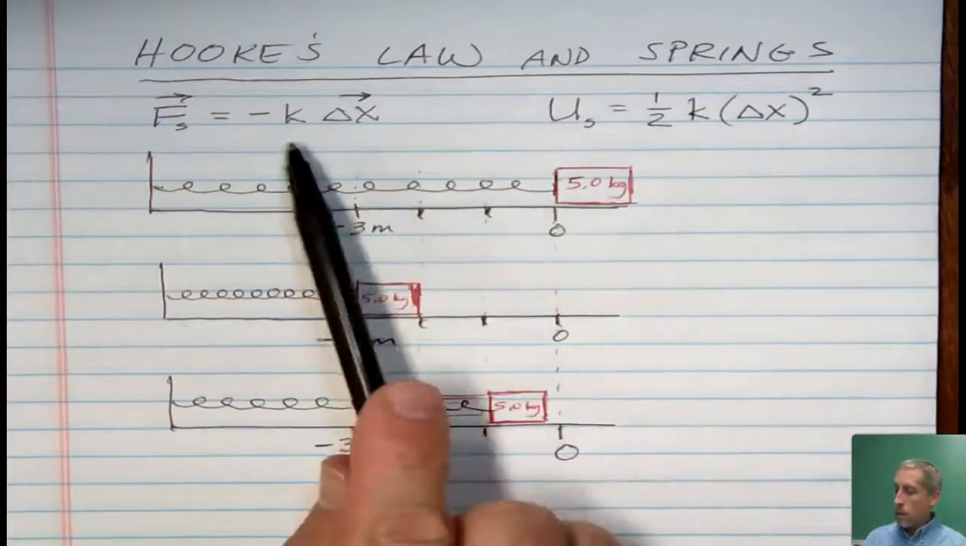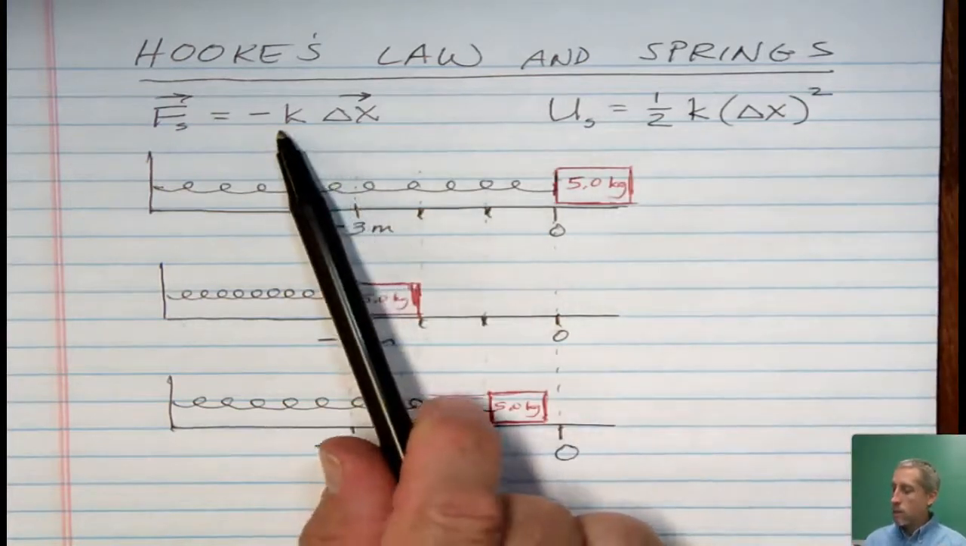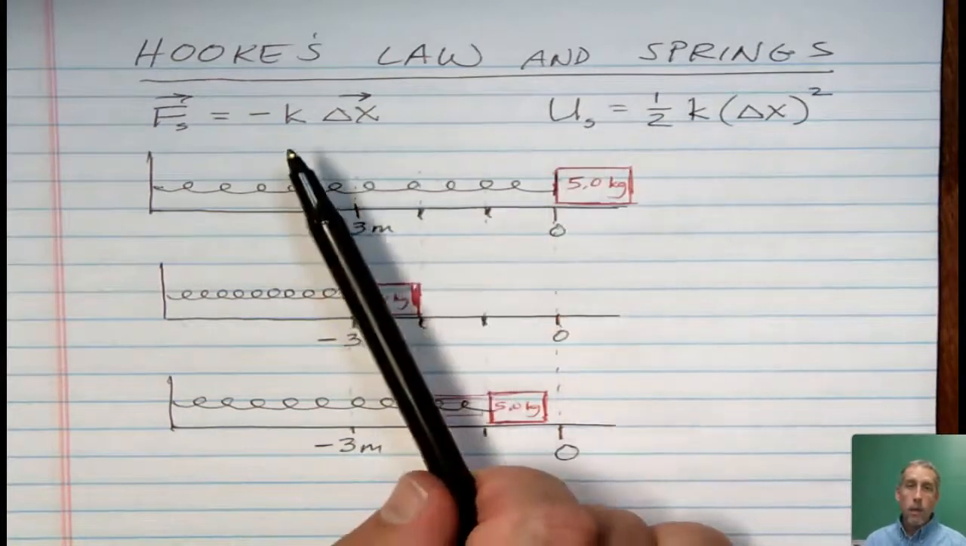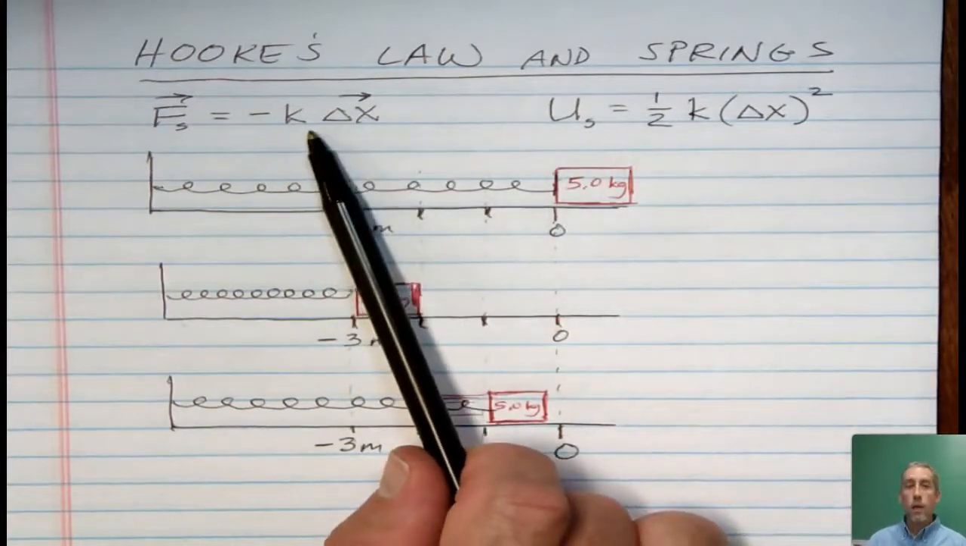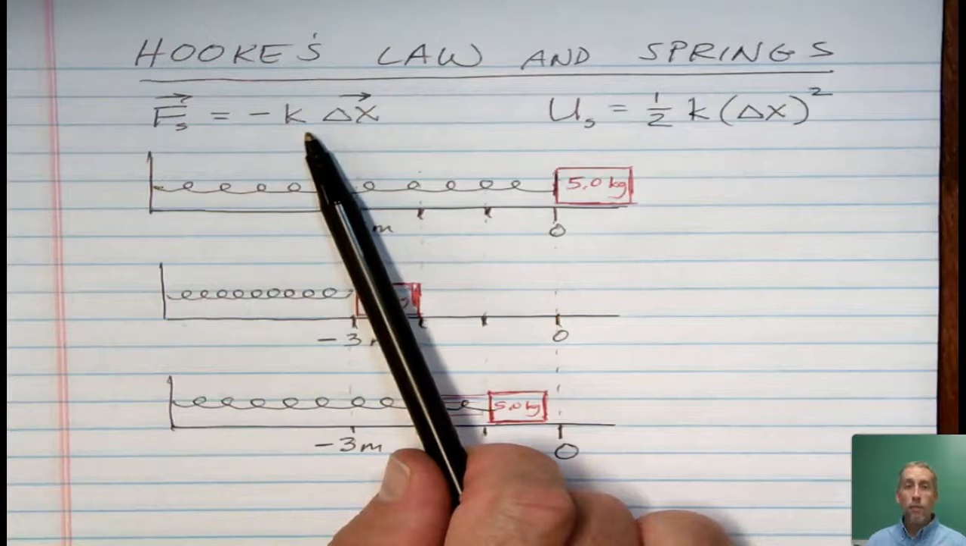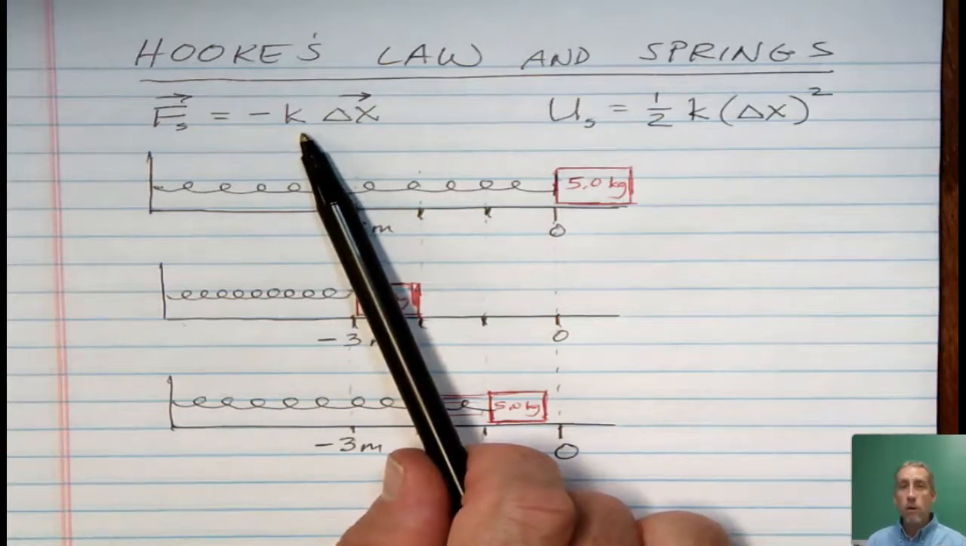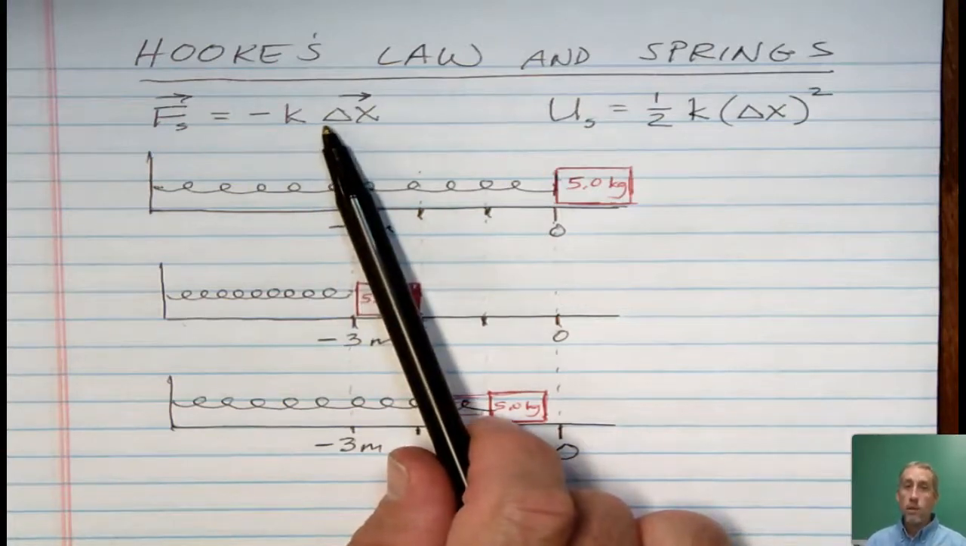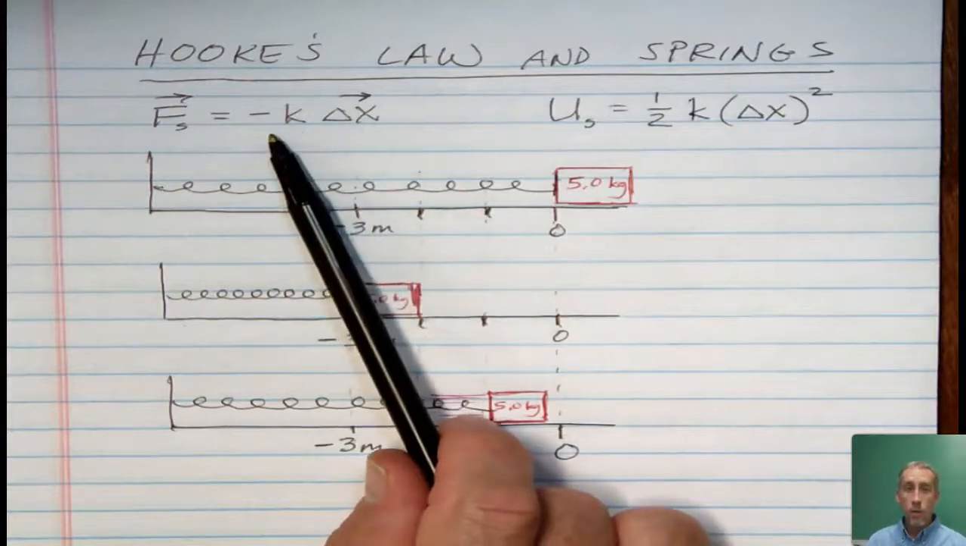Something that I haven't mentioned yet, and it shows up in both equations, is this value called K. K is a symbol that represents the spring constant. Every spring has this characteristic. You might call it the stiffness of the spring, but it has a numerical value known as its spring constant. And the stiffer the spring, the higher the spring constant.